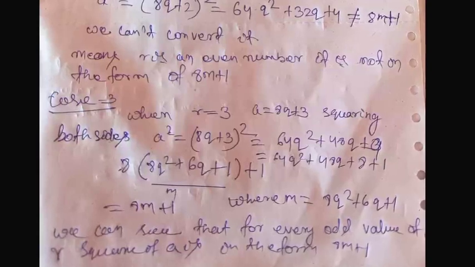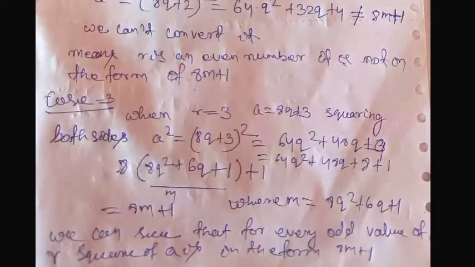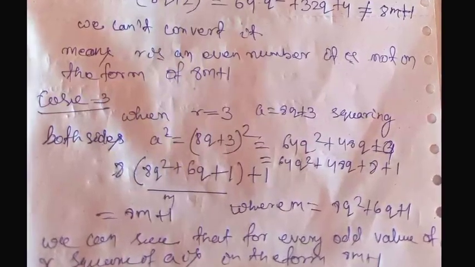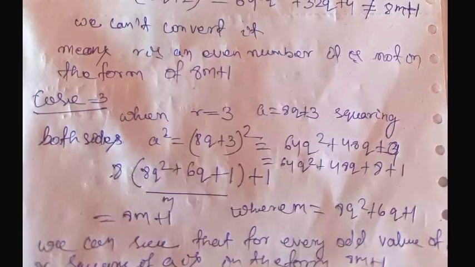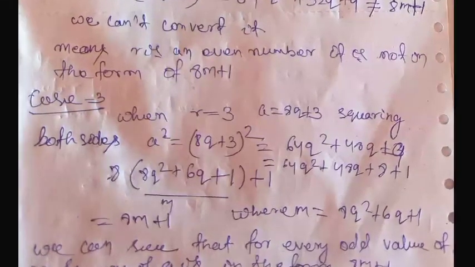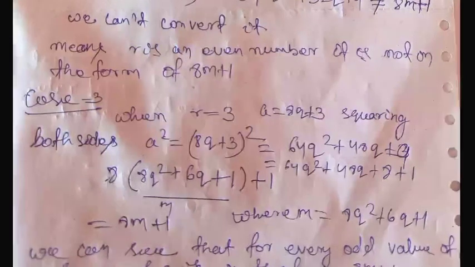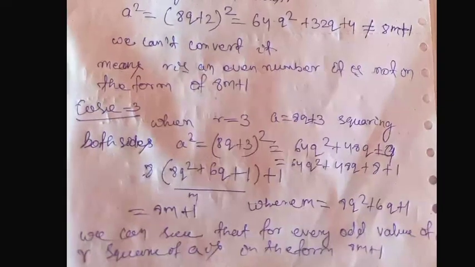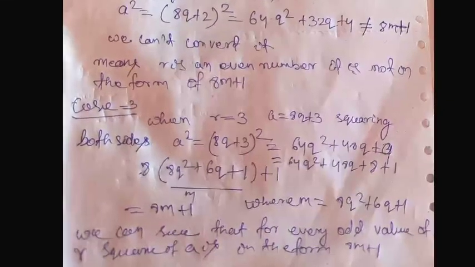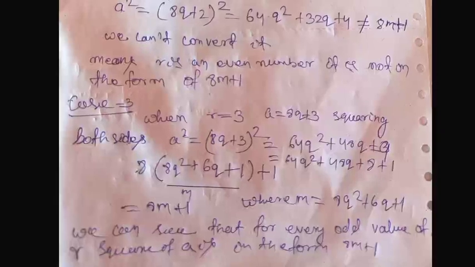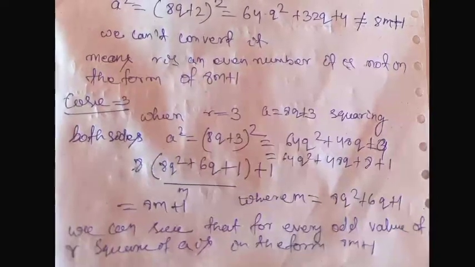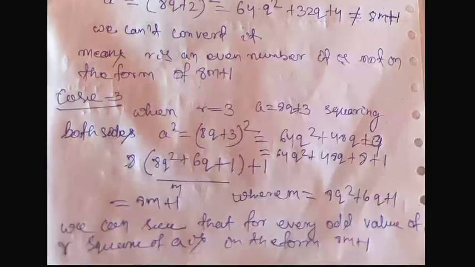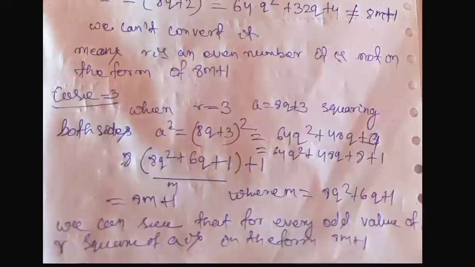So in case 3, when r is equal to 3, a is equal to 8q plus 3. Squaring on both sides, a square equal to 8q plus 3 whole square, which is 64q square plus 48q plus 9. We will convert 9 equal to 8 plus 1, for taking 8 common. After taking common 8, it will be converted to 8 into 8q square plus 6q plus 1, plus 1. So it is in the form of 8m plus 1, where m equal to 8q square plus 6q plus 1. We can see that for every odd value of r, the square is in the form of 8m plus 1.